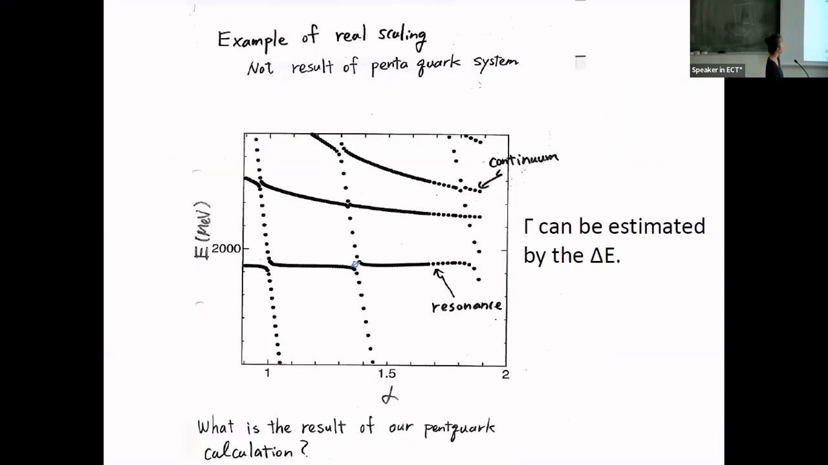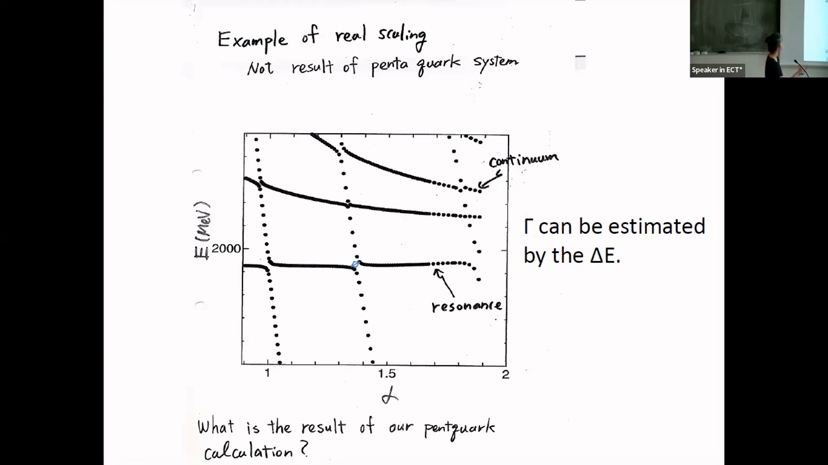So this is just a toy model. You can see that each dot is an eigenstate, okay? In this case, this is alpha, and this is the energy. You can see that the scaling parameter is 1, 1.1, 1.2. For each alpha, we diagonalize the Hamiltonian, and then we get an eigenvalue for each alpha. Then finally, we can get a plot like this.